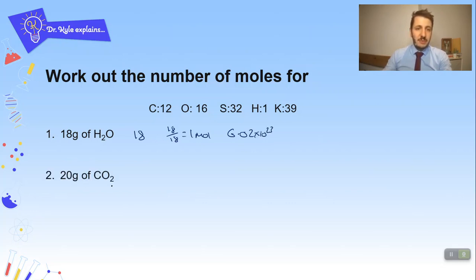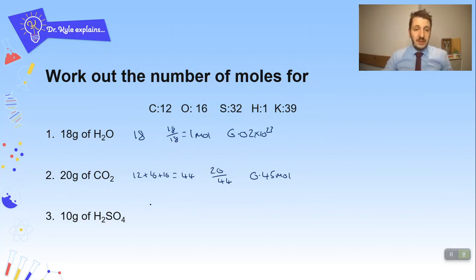Okay, 20 grams of CO2. So carbon dioxide, you've got 12 plus 16 plus 16, so that's going to come out as 44. So we're going to do 20 over 44 really quickly on our calculators. 20 divided by 44 equals 0.45 moles. So 0.45 of 6.02 times 10 to the 23.